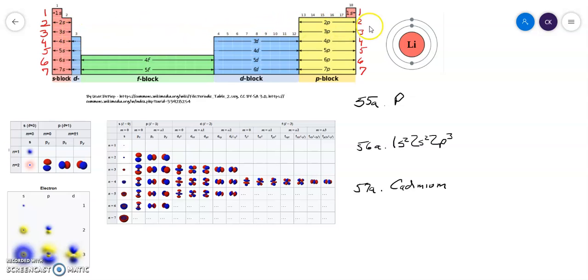And notice I'm just reading along the table. Anytime I'm in those first 2 rows, I'm putting them into s orbitals of some sort. Anytime I'm over on this part of the table, I'm putting them into p orbitals. That's columns 13 through 18 on your table. When I'm in the middle area, the transition elements, which is basically columns 3 through 12, I'm putting them into the D sublevels, that's these guys.